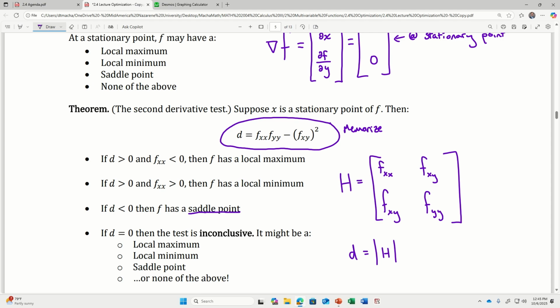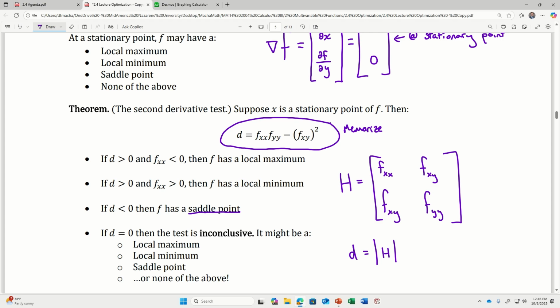Again, don't listen to me if you haven't had linear algebra. But what we're really concerned about is the eigenvalues. If I were to take the eigenvalues of the Hessian matrix, if one of the eigenvalues is positive and one of them is negative, it's going to be a saddle point. If both are positive, then we're talking about a minimum because it's concave up. And if both of them are negative, then it would be a maximum because it's concave down in both directions.